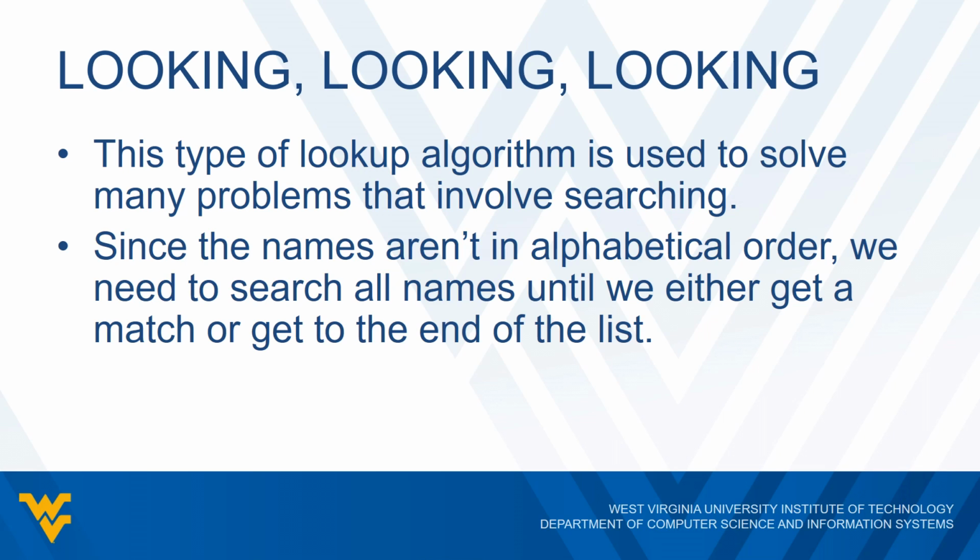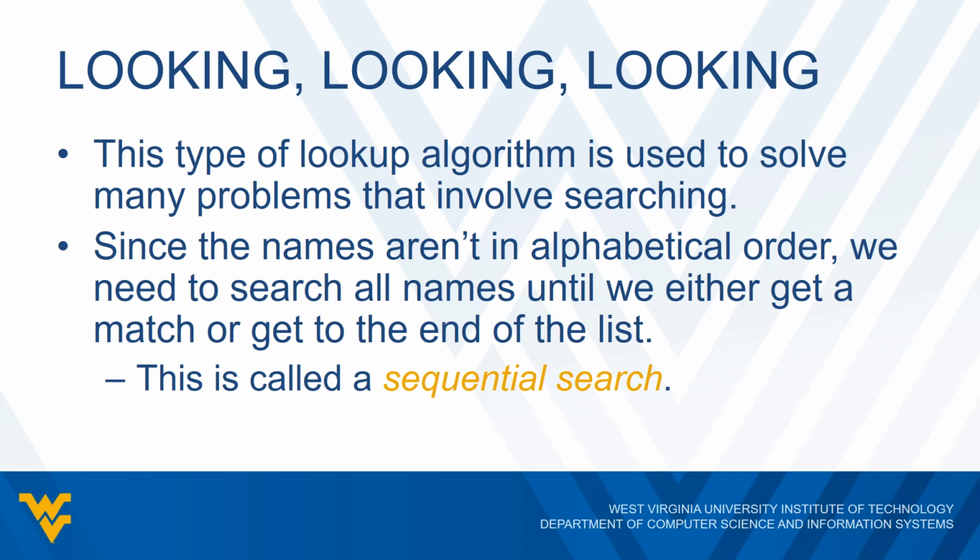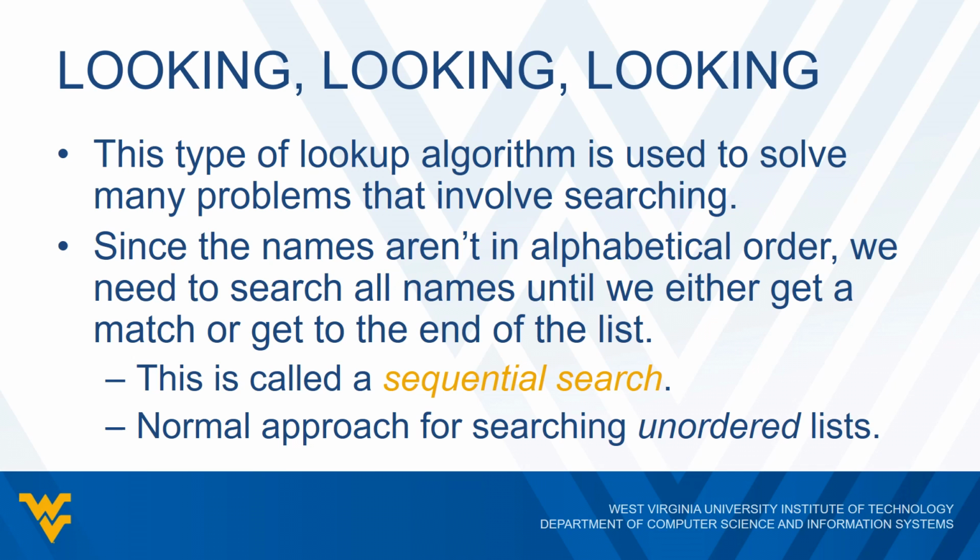So what that means is we have to check all the names, because we can't just say, well, we'll just check the first half, and if it's not there, we'll say it's not there. But what if the name existed in the second half of the list? So we do have to search every single name to see if we have a match. Or if we get to the end of the list and we still haven't found it, then we can safely say that name does not exist in the list. And this type of search is what we call a sequential search. And it's the normal approach that we would use whenever we're trying to search an unordered list.